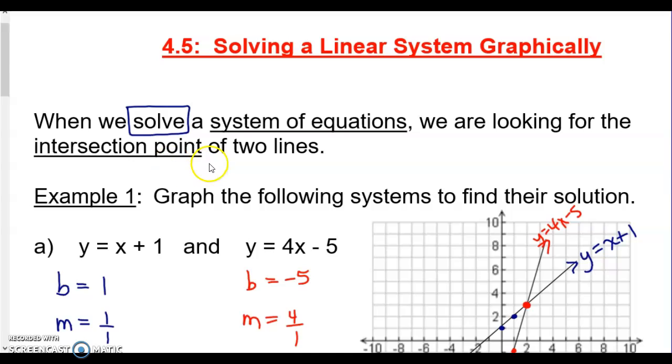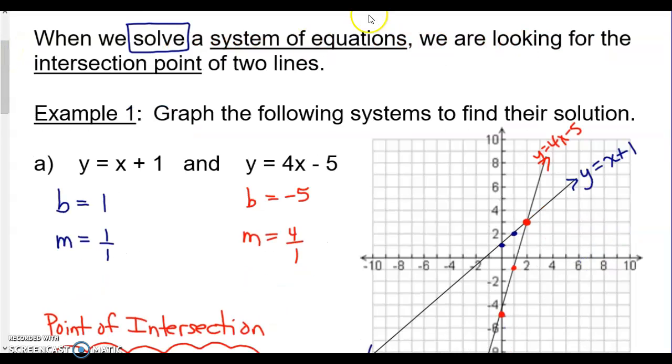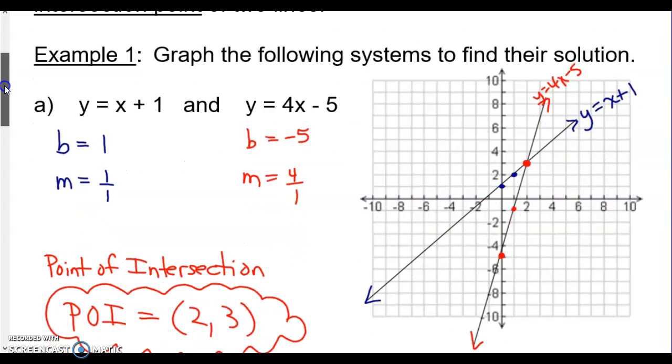So we are looking at point 5 today, solving a linear system. You were asked to solve a system. What that means, that word solve means to find the point of intersection. So for example 1, graph the following system. The system means the two lines that are provided, and then find their solution. So I want you to find the intersection point of these two lines.